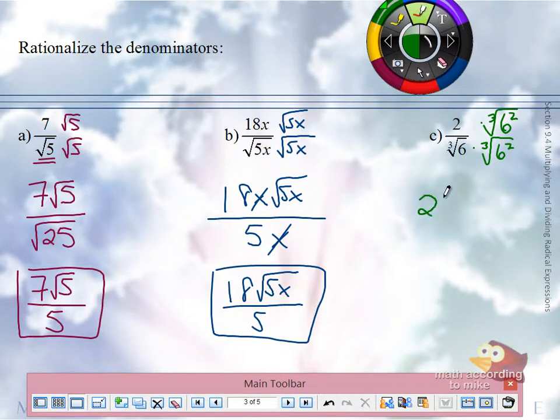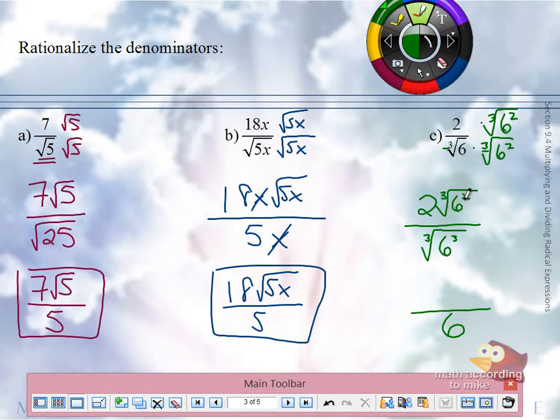Upstairs, we get 2 times the cube root of 6 squared, which we'll clean up in the next step. Downstairs, thanks to the product rule, since we have the same index, we can multiply the radicands. What is 6 times 6 squared? 6 cubed. Well, what is the cube root of 6 cubed? 6. So we needed to make a perfect cube. We only had one 6. We needed 2 more to make a perfect cube.